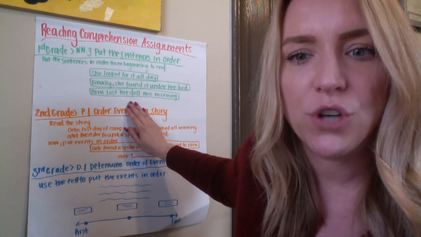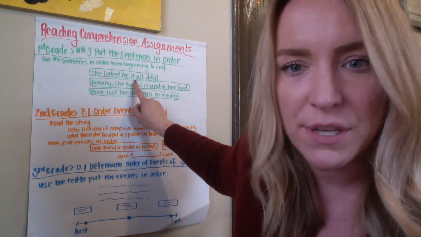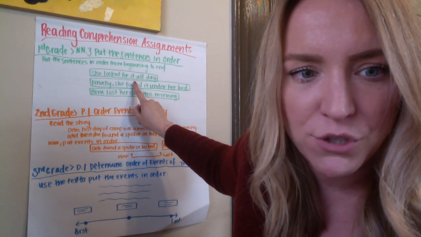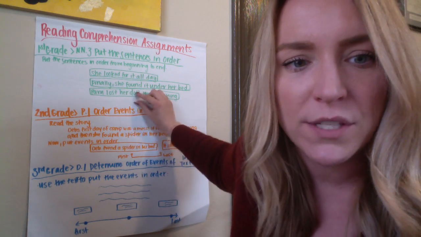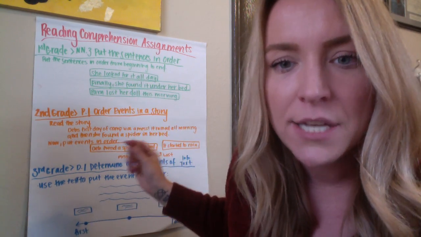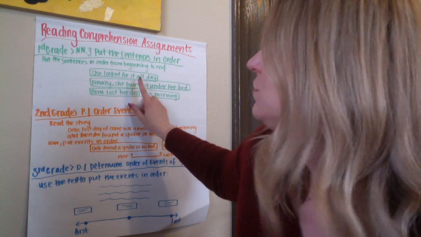So I'm going to say Pam lost her doll this morning. That's the first thing that happened, because she can't be looking for something all day unless she loses something first, right? And she's not going to find something that she hasn't lost first. So that's number one. So I would move that to the beginning. So you may have to click and move these sentences around on IXL.